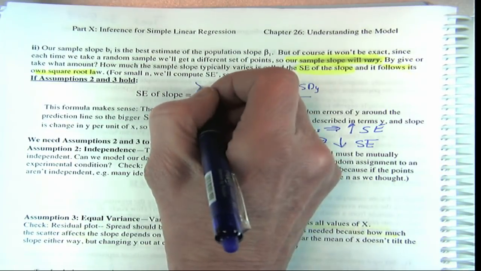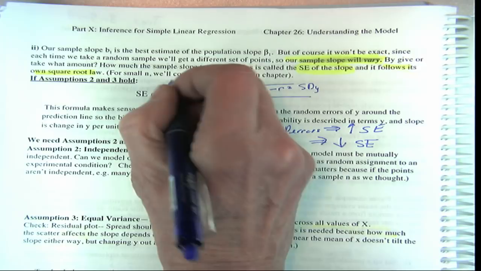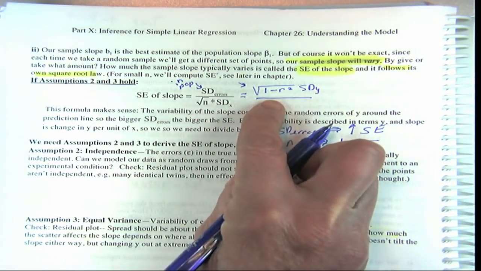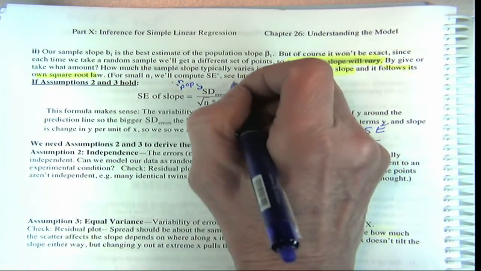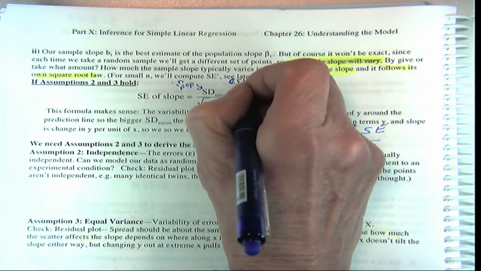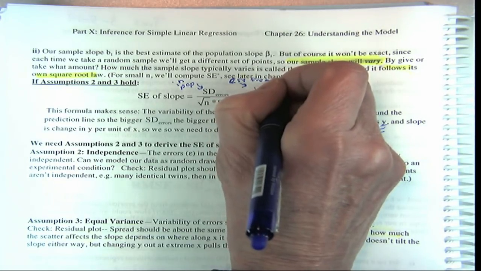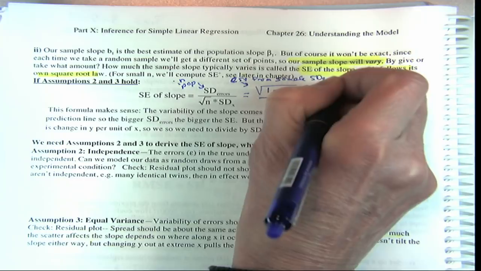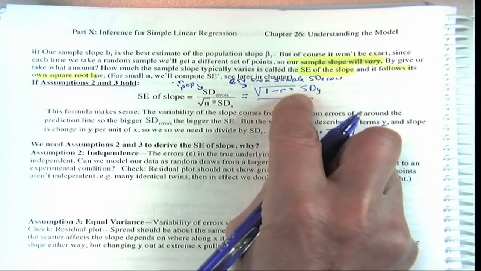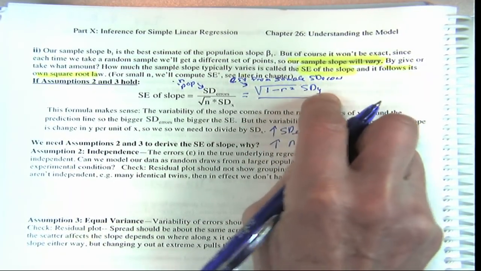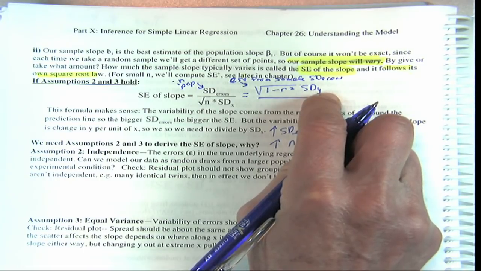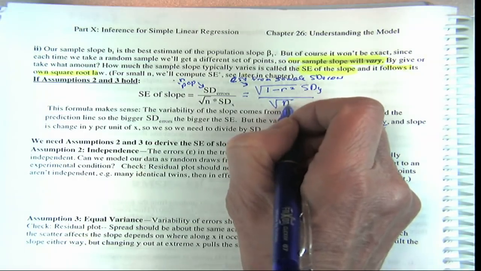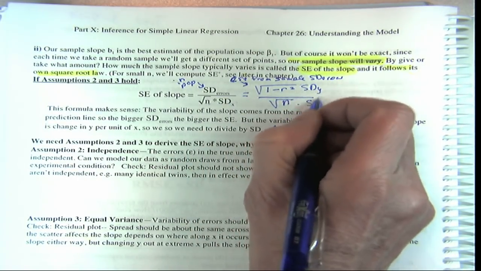So this is in the population, and we're going to estimate it by the standard deviation from our sample statistics. So we're going to estimate from the sample SD errors. And our sample SD errors is square root of 1 minus r squared. This is like what we have, right? And then we thought we'd just have over the square root of n. But we have over the square root of n times SDX.